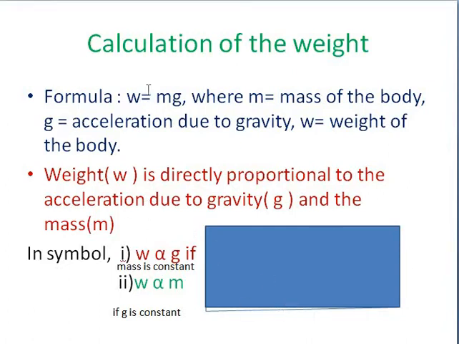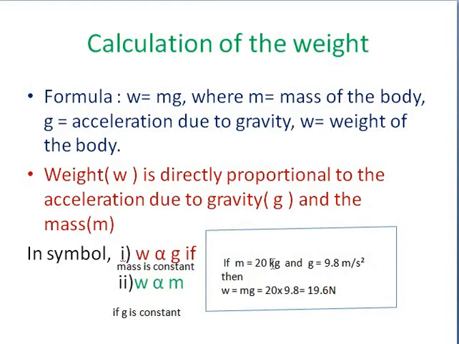Now we have an application of this formula. Look here. If mass is 20 kg and g is 9.8 meter per second square, then the weight of that body having mass 20 kg equals W equals mg, where the value of m is 20 and the value of g is 9.8. Multiplying these two quantities, you get 196 newton, and this is the weight of the body having mass 20 kg. So it is the average value.